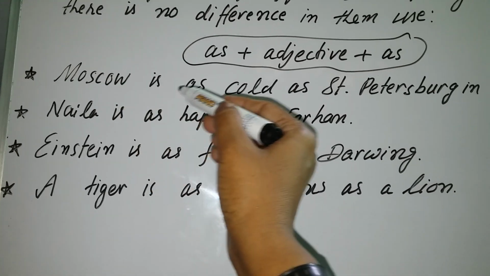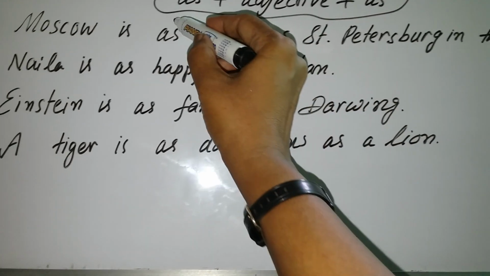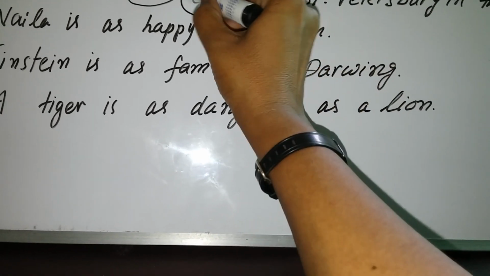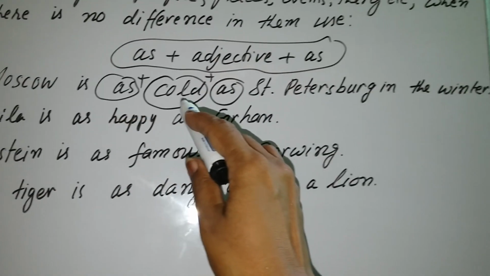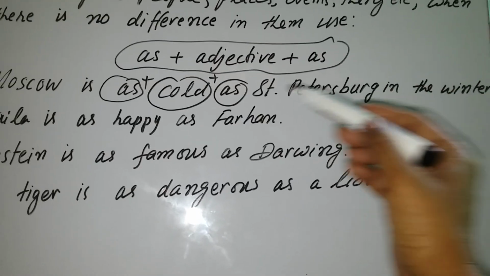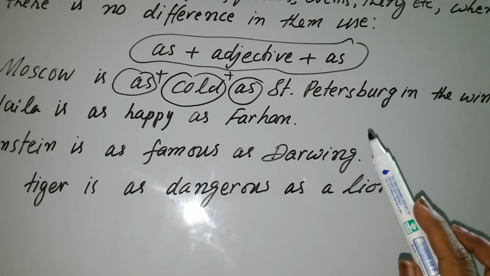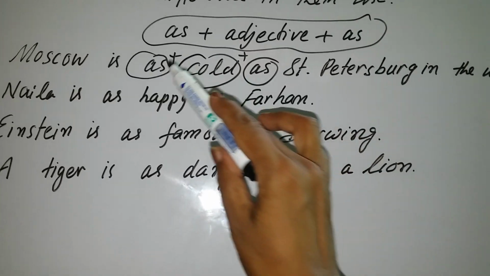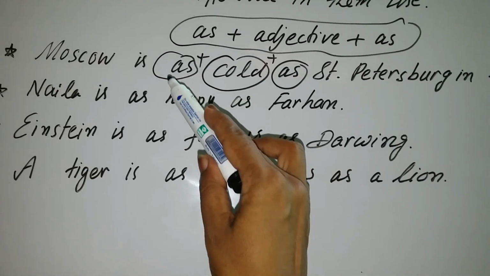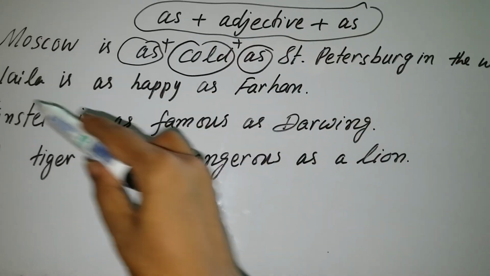Examples: Moscow is as cold as St. Petersburg in the winter. As cold as. Now look at this sentence: Moscow is as cold as St. Petersburg in the winter. It means that the weather of Moscow and Petersburg is similar in the winter. There is no difference. So we will compare these two weathers in this way. This formula will be used: as, adjective, as.